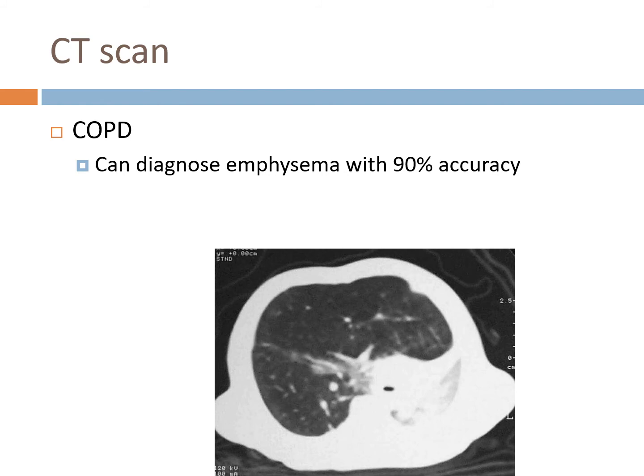It has a 90% accuracy of diagnosing COPD, whereas compared to that, a chest X-ray only has about 65 to 80% accuracy. So it's much more accurate. You can see those blebs and those over-distended areas on the CT.